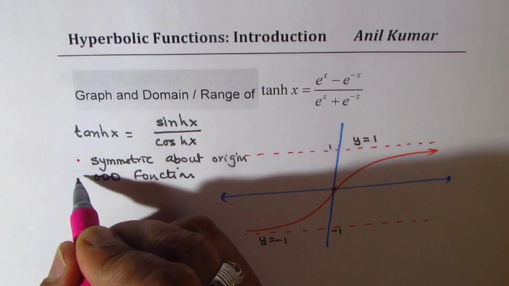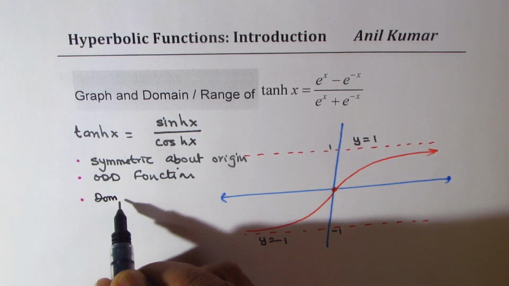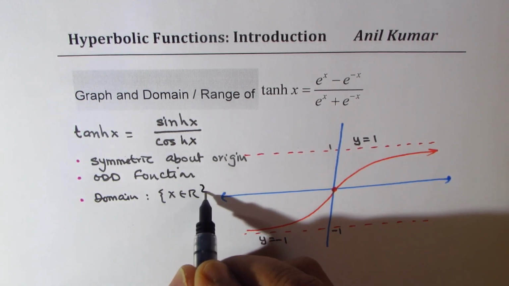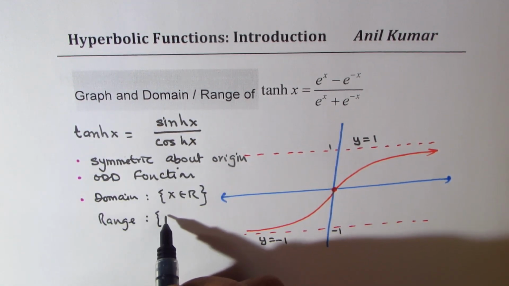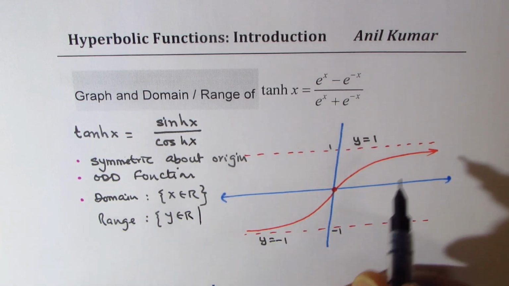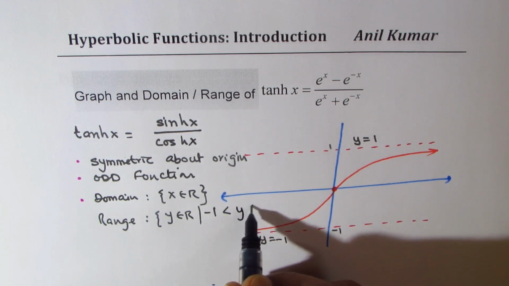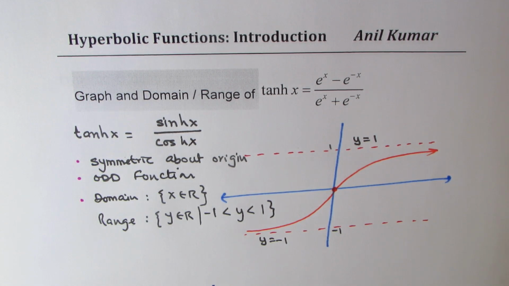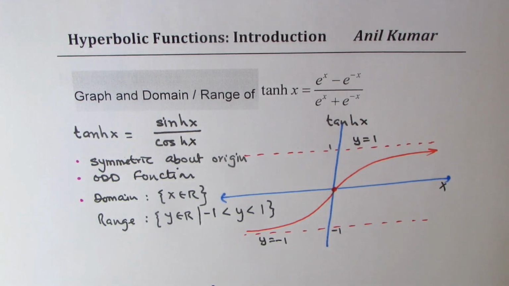Now you can always write its domain and range from the graph. Domain is all real numbers. And what is range? It is all the numbers between plus and minus 1, right? So it is never equal to, but it's always greater than minus 1 and less than plus 1. So that becomes the range for the function tan hyperbolic x. So I hope that part is clear.